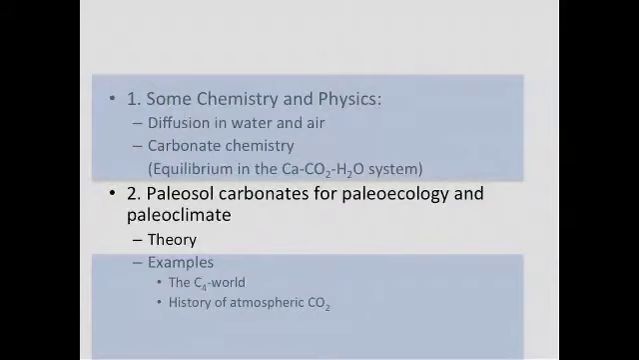Going to switch now and just talk a little bit about paleoecology and paleoclimate, a little bit of theory, and then I'll give some examples. This is actually an example from, as you can see, 30 years ago. This is Brighton, Utah. You guys have been to Jim's Cabin.